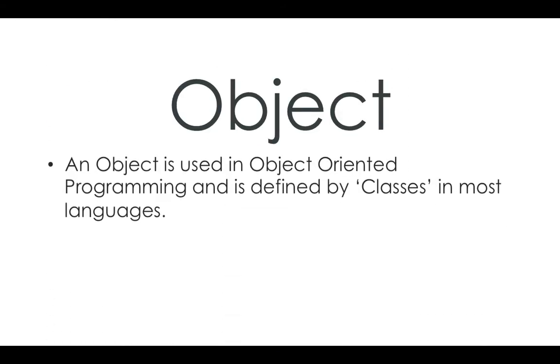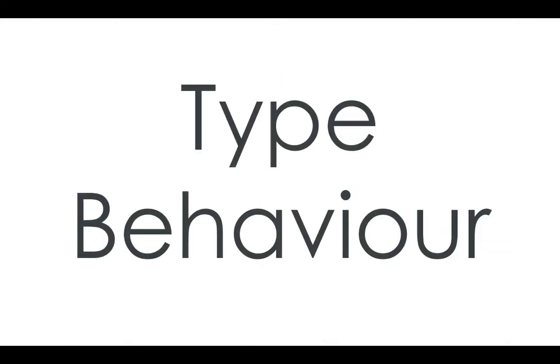And lastly, an object. An object is used in object-oriented programming. It's defined by classes in most languages. So it's sort of like your own custom type. So you could make a user object, and then everything that you created from that user object would be defined as a user type. So it's your own custom types, if you will. It's also called NSObject or just class. In PHP they're defined as classes, and then when you instantiate them, each single instance of it is an object. Let's have a look at some of the behaviours of types.